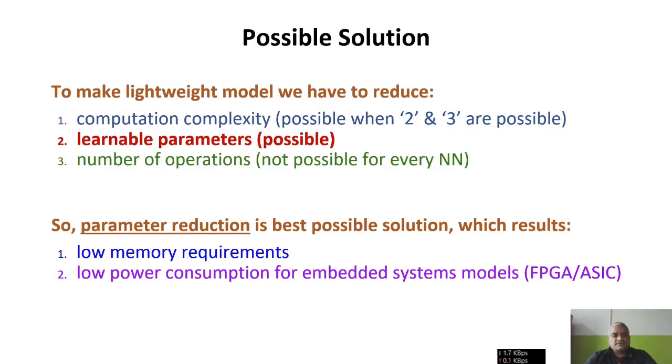So the best possible way to make a lightweight model is to reduce the parameters such that the overall system is light. Parameter reduction is the best possible solution, which results in low memory requirement. That is, when the number of parameters is reduced, the size of the model is also reduced, so it can be easily implemented on hardware, requires low power consumption, and is suitable in cost.